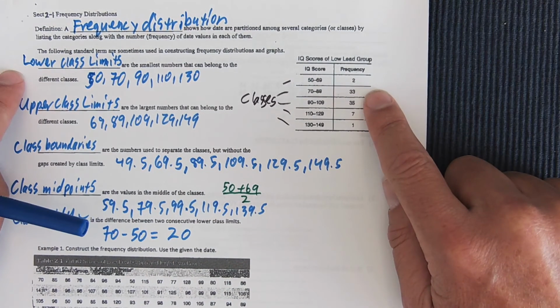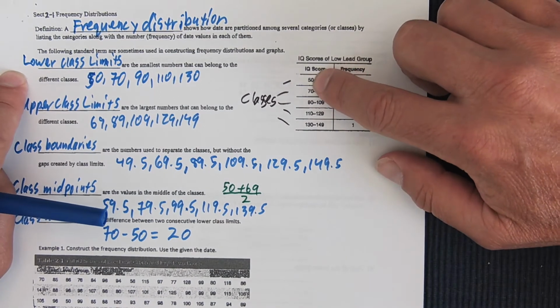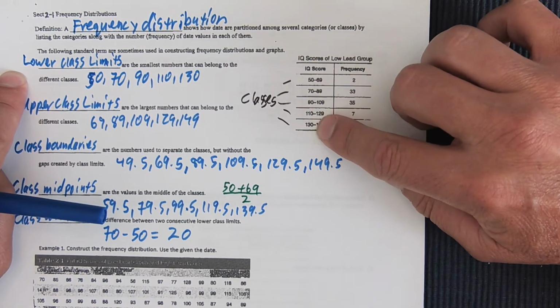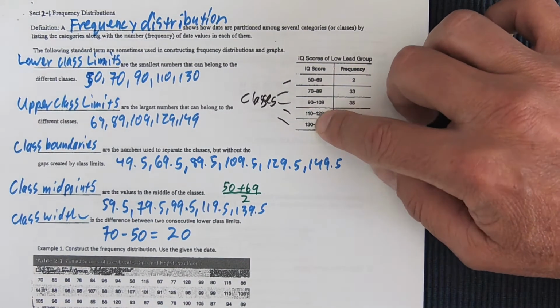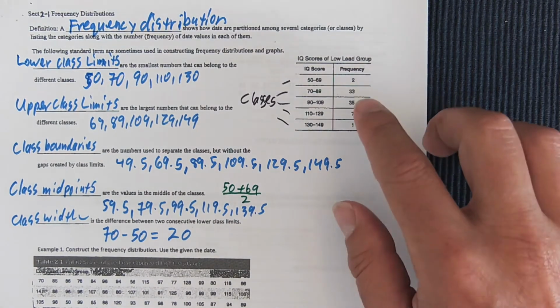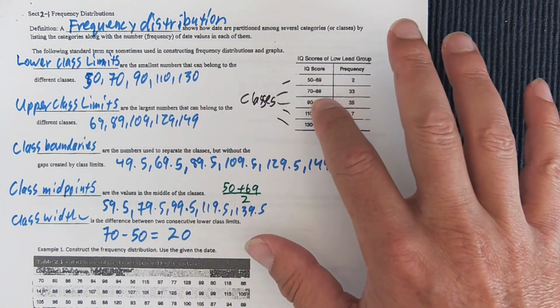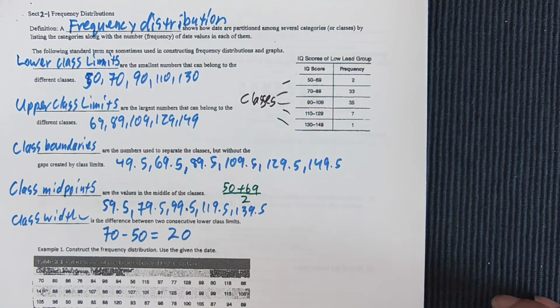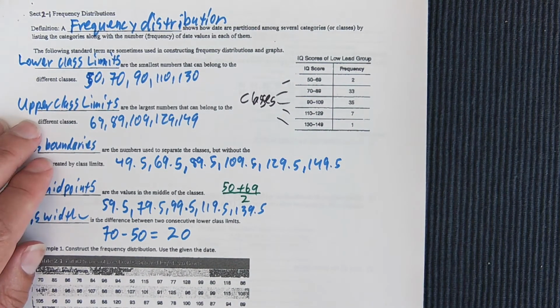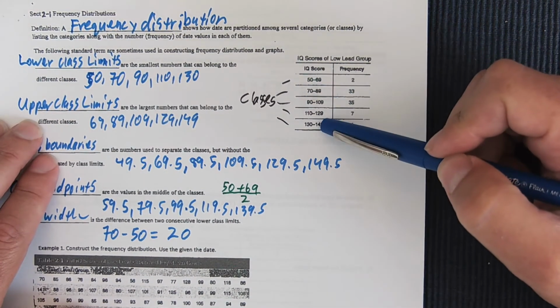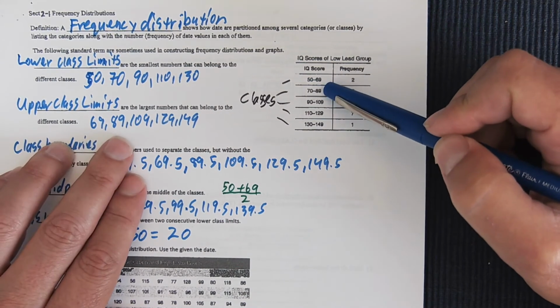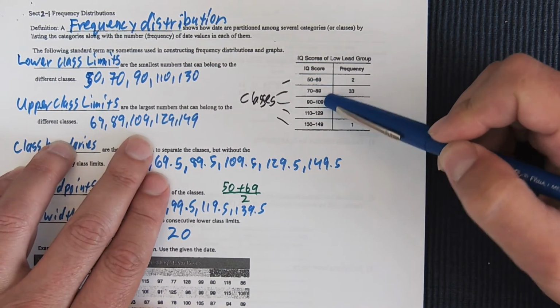So let's start with the lower class limits. That's the lower class limits, the 50, 70, 90, 110, 130. And you can see there are 5 classes here, 1, 2, 3, 4, 5, pardon me. The upper class limits are the upper numbers on the edge here. So that's 69, 89, 109, and so on.